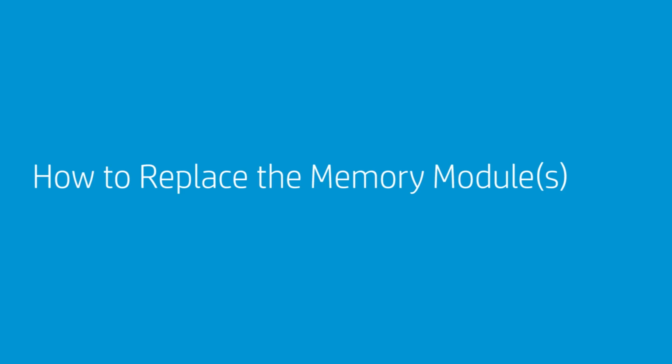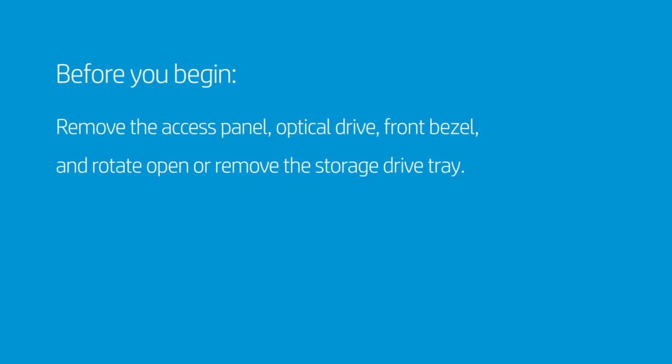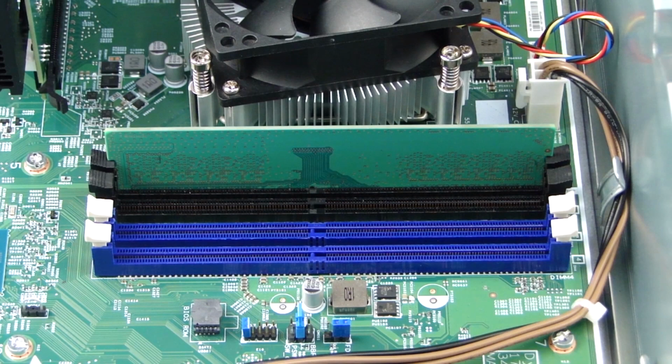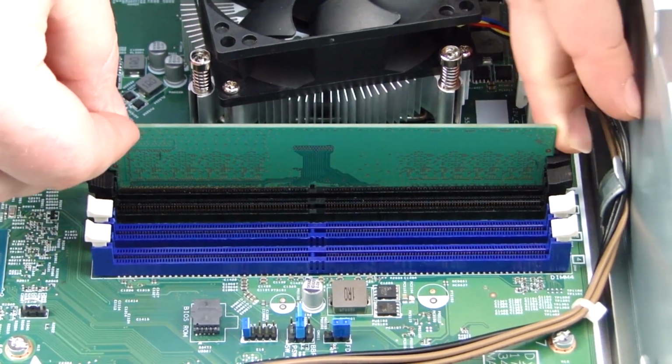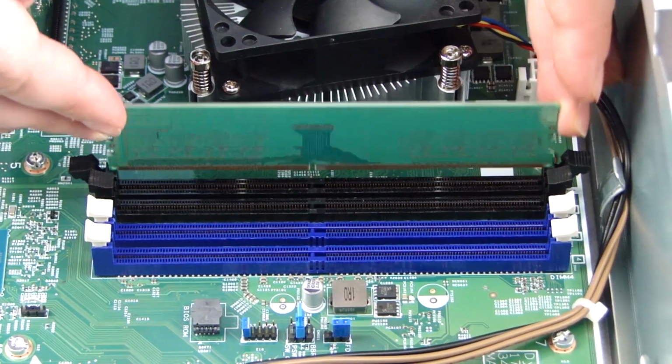How to replace the memory modules. Before you begin, remove the access panel, optical drive, front bezel, and rotate open or remove the storage drive tray. Removal. Push down and out on the memory module slot latches to release the memory module. Remove the memory module from the slot.